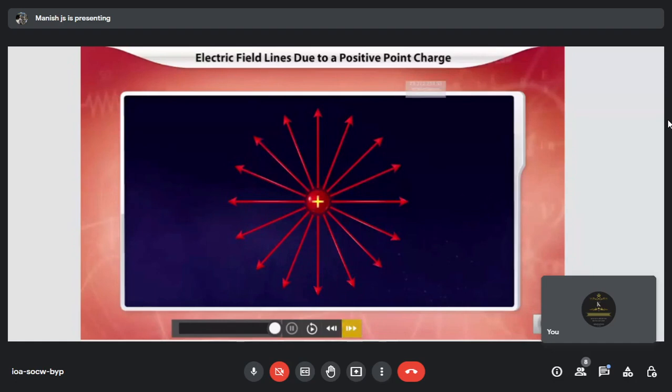But what happens as you move away? You can see that the number of electric lines of force passing that particular area would be lesser. And hence the electric field strength is also lesser. Okay, so that's the idea. Okay, so we'll move on.